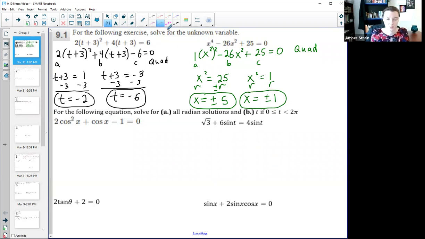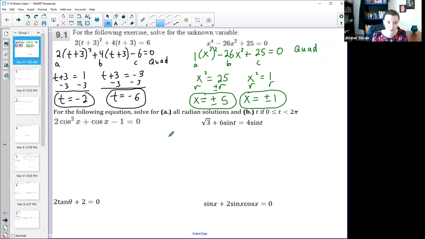So the reason we did this refresher is because now we're going to do it with the trigs. This was something that we couldn't just FOIL our way out of and try to use a more normal quad program. So cosine is its own thing. Cosine is our stuff this time. So here I have 2 cosine squared, 2 stuff squared, plus stuff minus 1.